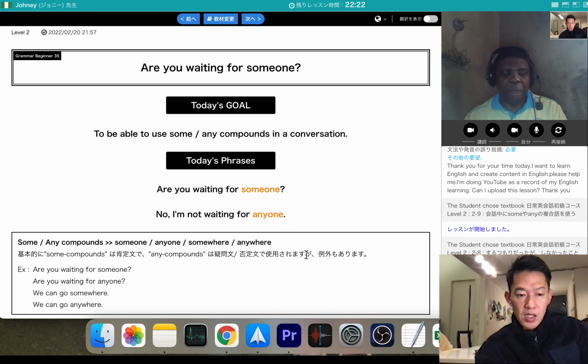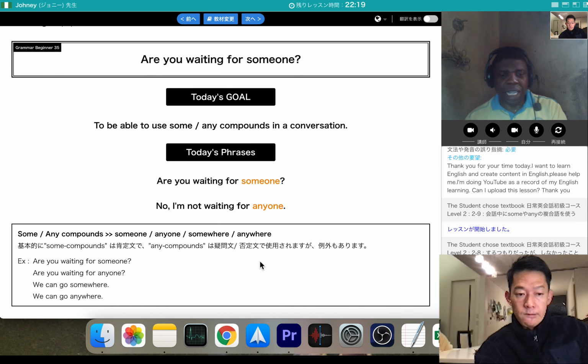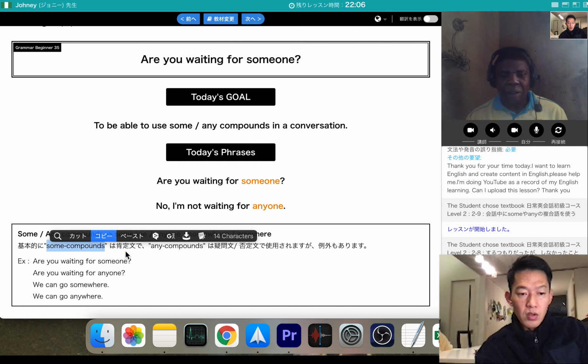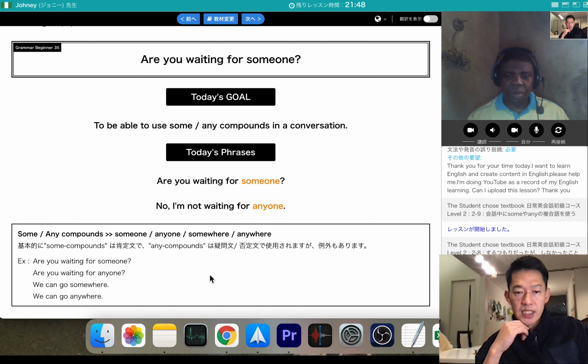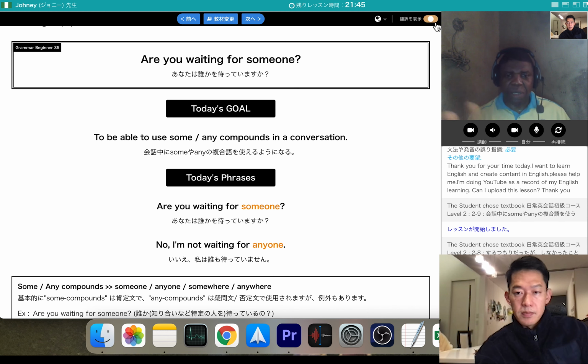Now, basically the some compound is used in affirmative sentences, that is positive sentences. And any compound is used in questions, that is, maybe you want to ask questions, or negative sentences. But there are just a few exceptions.